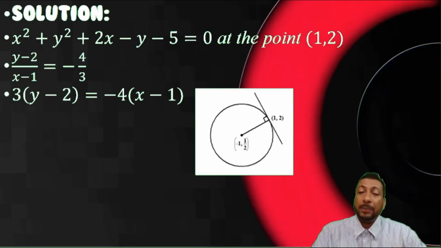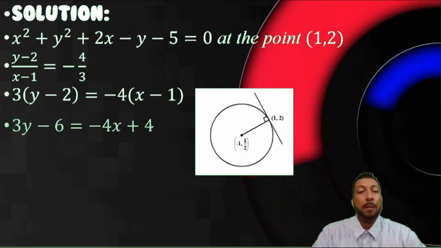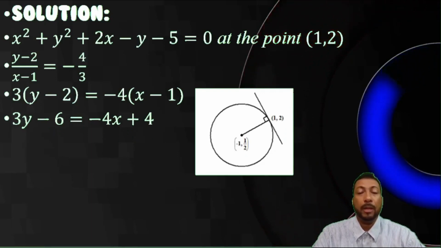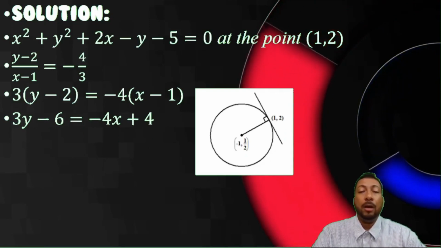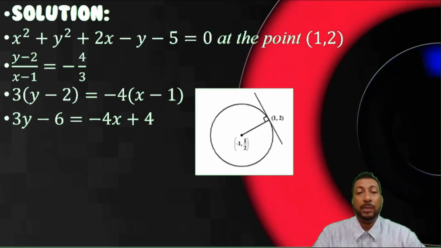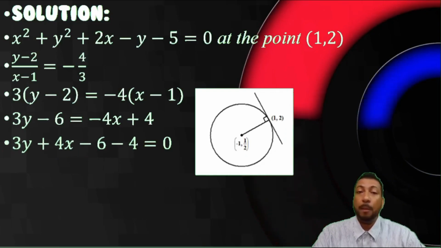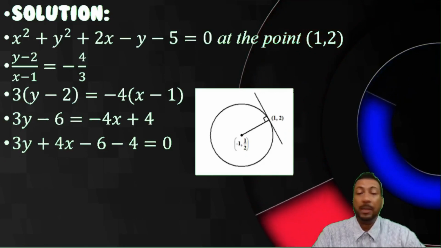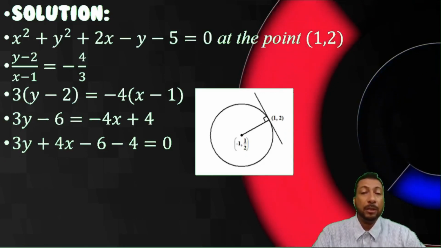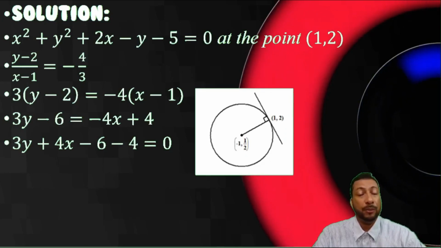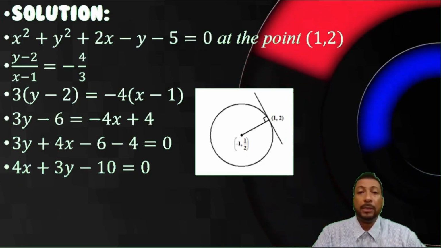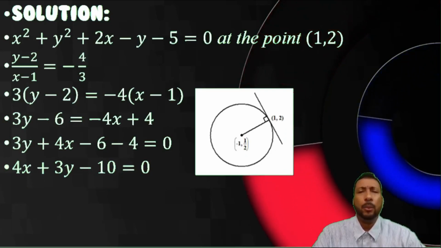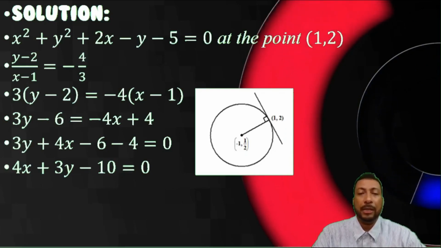Next, expanding brackets. I'll have 3y minus 6 is equal to negative 4x plus 4. Collecting and having all terms on one side equal to 0, I'll have 3y plus 4x minus 6 minus 4 is equal to 0. Simplifying where I have the x term, then the y term, then the constant equals 0, I will get 4x plus 3y minus 10 is equal to 0. And that is the equation of the tangent line.